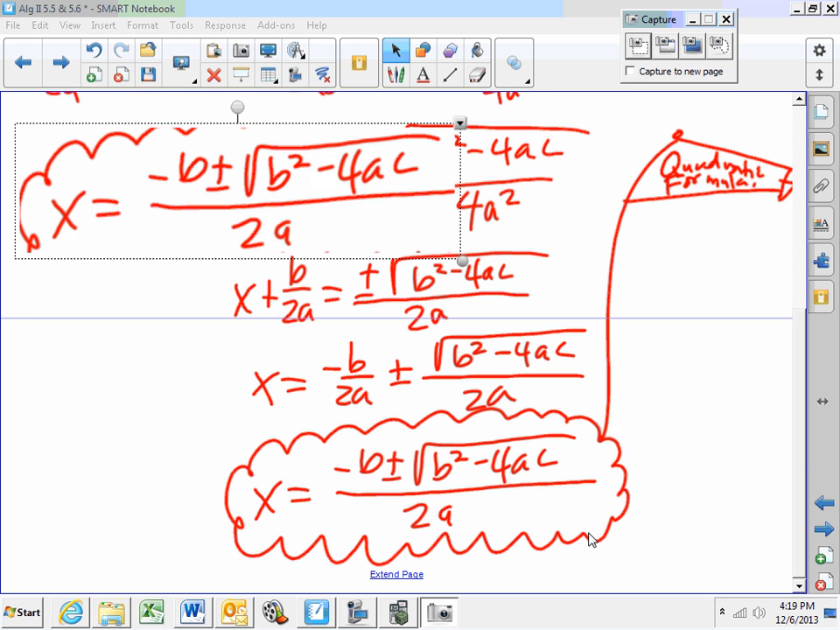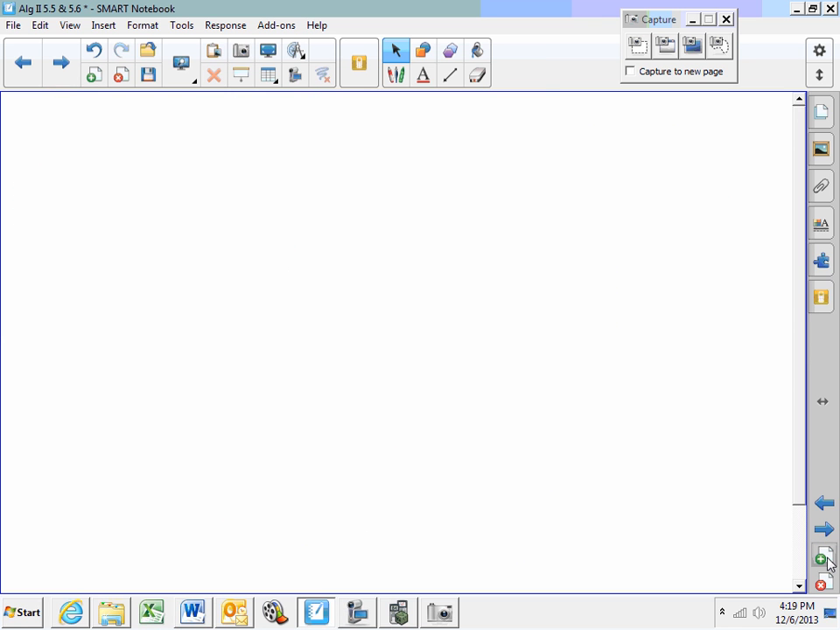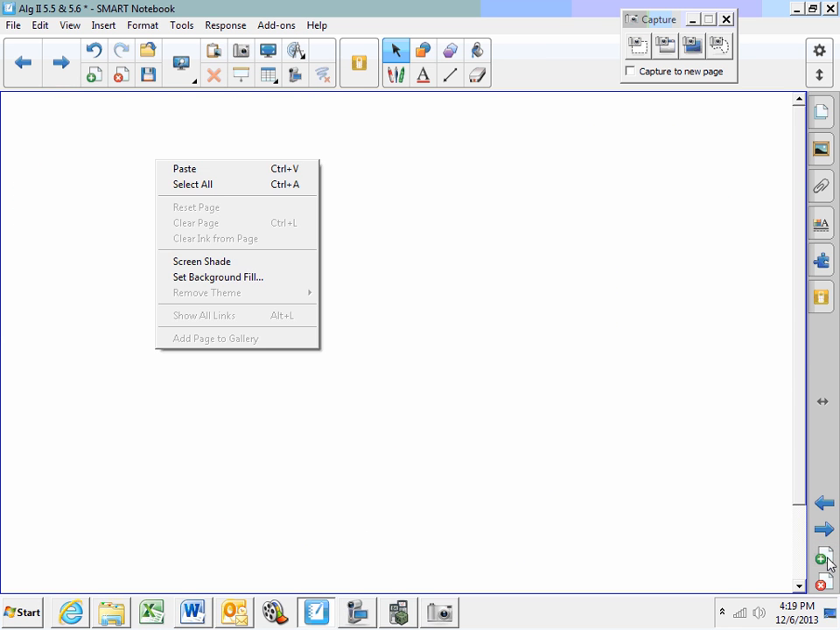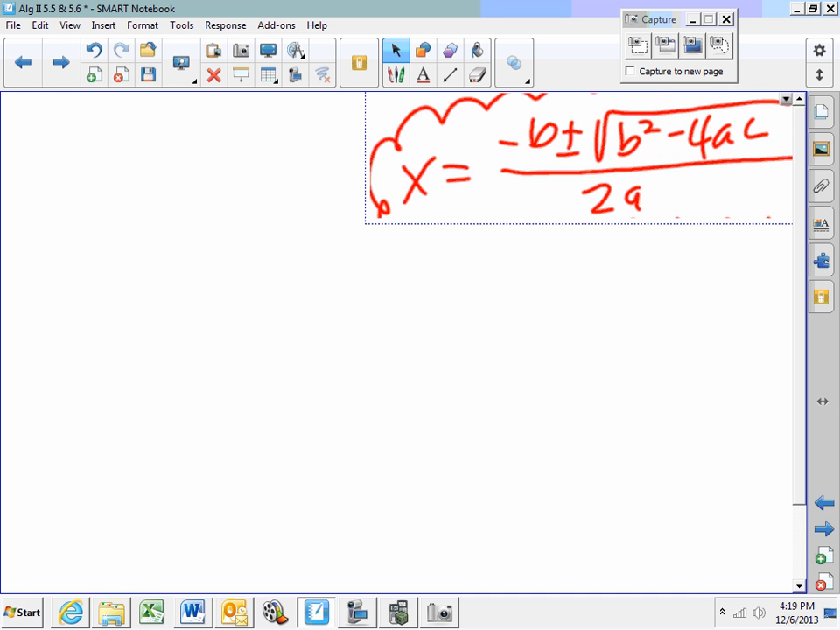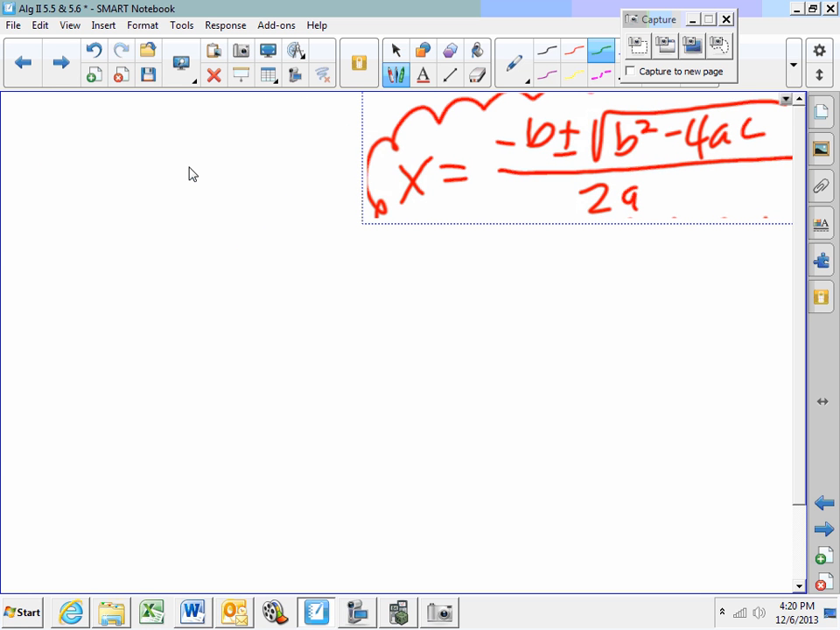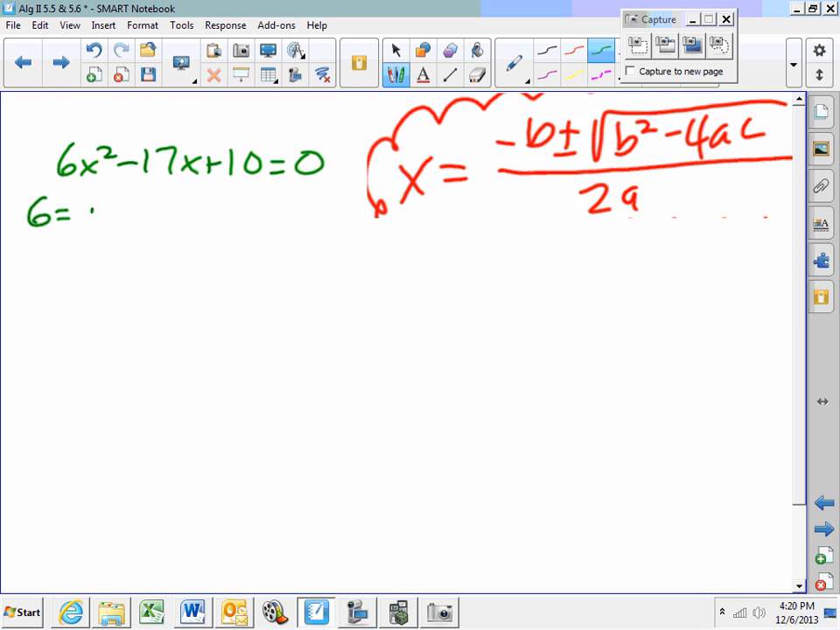Let's go to a new page. If we take the quadratic formula and we have a quadratic equation, let's imagine, for example, that we have the quadratic equation 6x squared minus 17x plus 10 equals 0. We can use the quadratic formula to solve this quadratic equation by just plugging in numbers. In other words, 6 is going to be equal to a, negative 17 is going to be equal to b, and 10 is going to be equal to c.